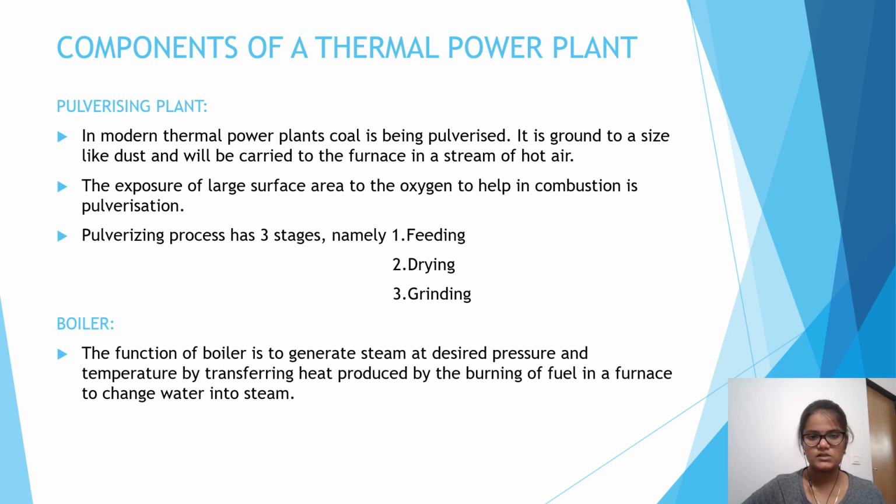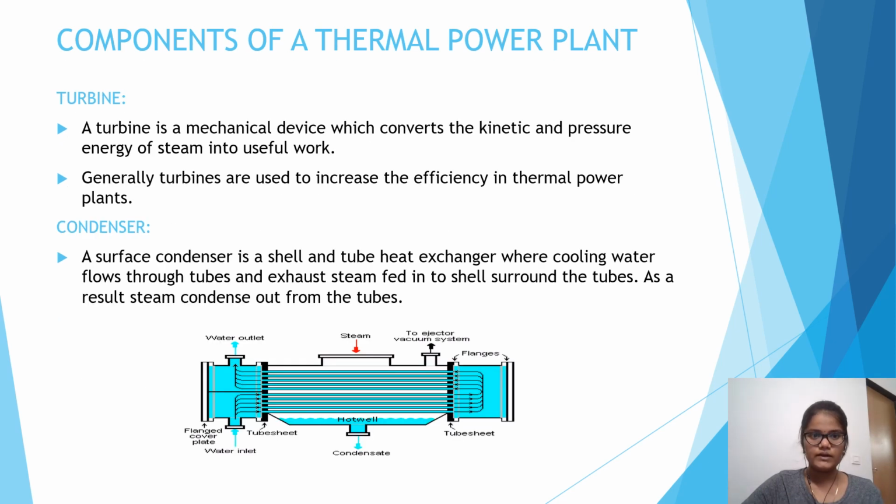Pulverizing process has three stages, namely feeding, drying, and grinding. Boiler. The function of boiler is to generate steam at desired pressure and temperature by transferring heat produced by the burning of fuel in a furnace to change water into steam. Turbine. Turbine is a mechanical device which converts the kinetic energy and pressure energy of steam into useful work.